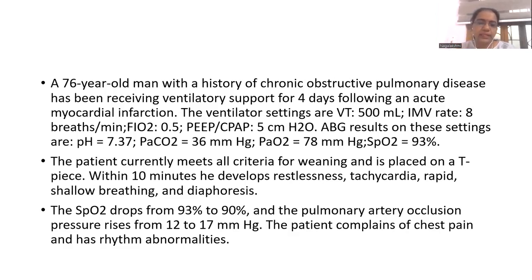Within 10 minutes, he develops restlessness, tachycardia, rapid shallow breathing, and diaphoresis. The SpO2 drops from 93 to 90 and the pulmonary artery occlusion pressure rises from 12 to 17 millimeters of mercury. So this patient has failed the SBT and is not ready to be weaned off the ventilator.